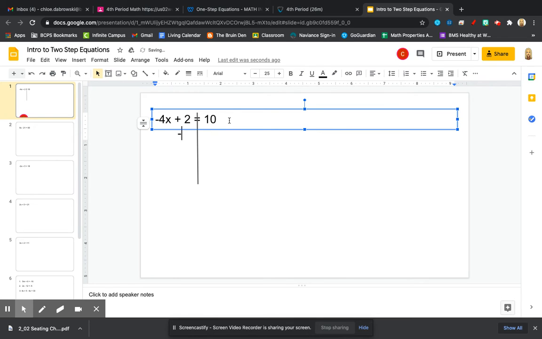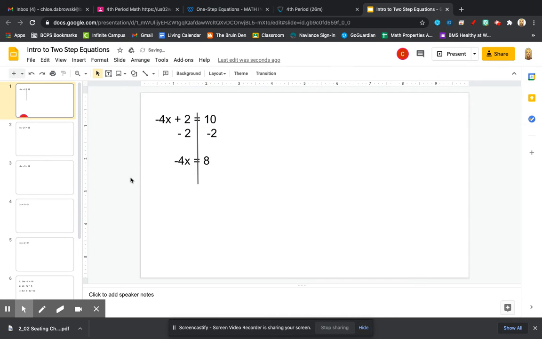So the opposite of adding 2 is taking 2 away. We will do that to both sides. Now we are left with negative 4x equals 8. And now we're left with an equation that looks just like a one-step, like we had been doing.